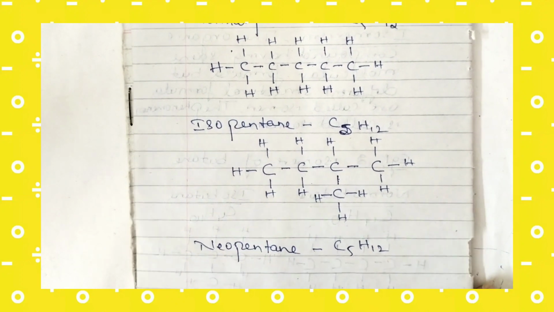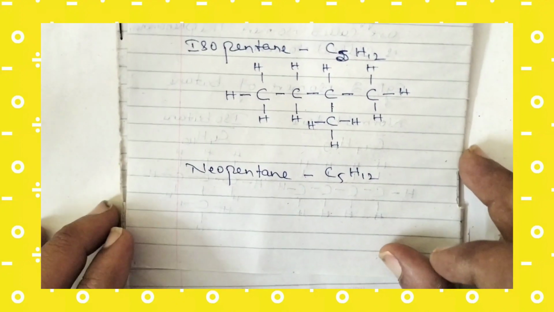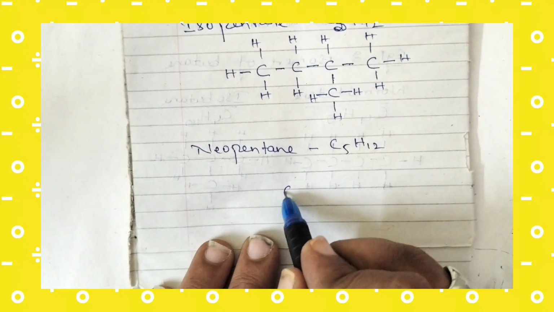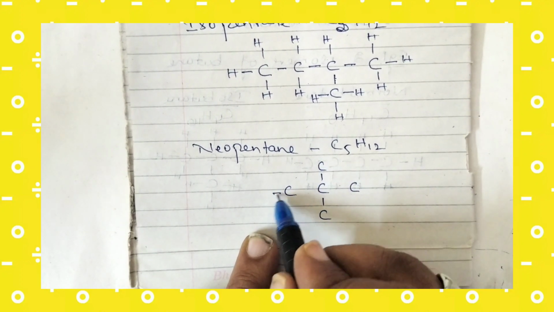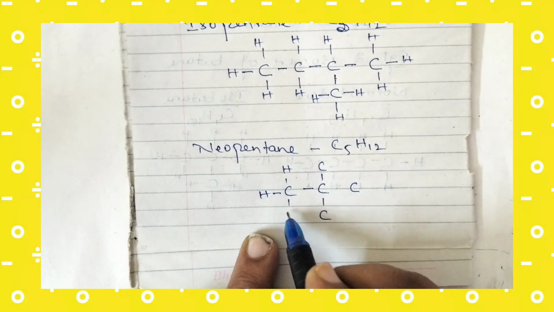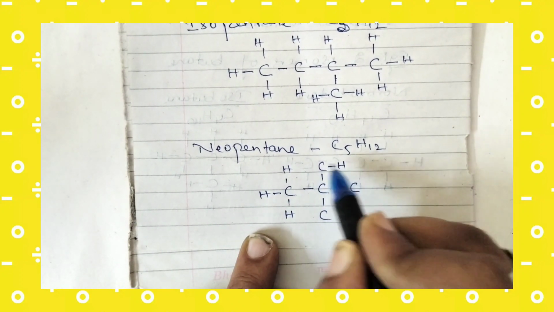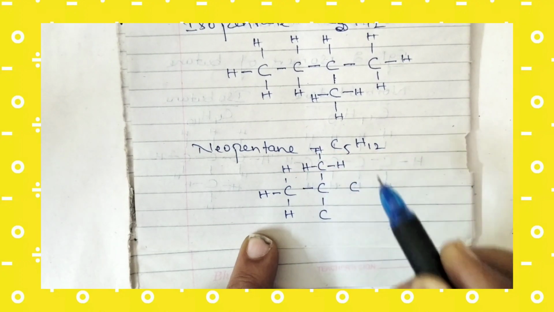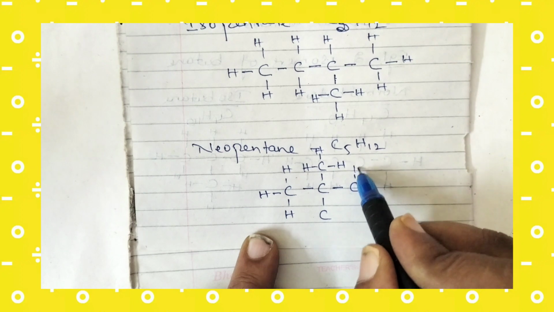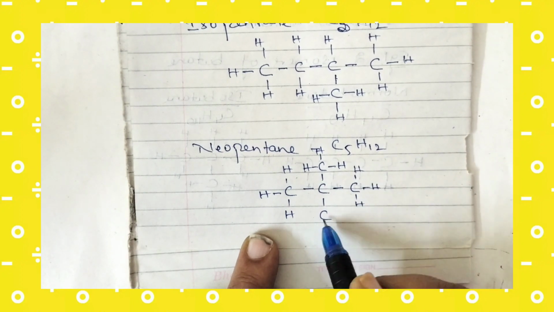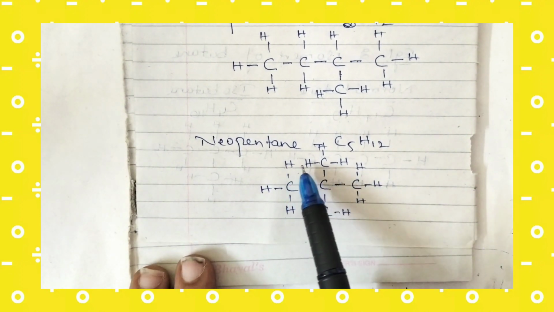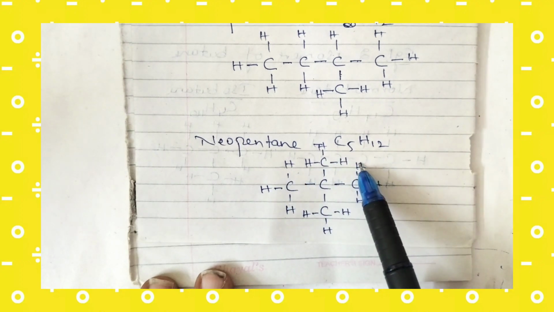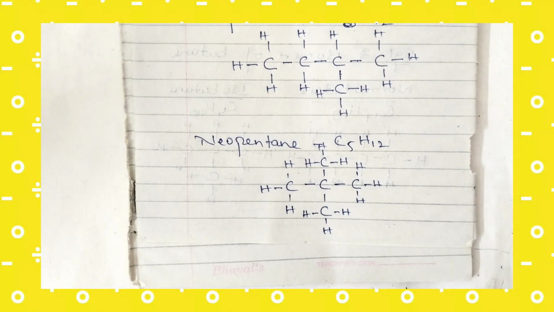Now let us move to neopentane. That is 1, 2, 3, 4, 5. So now let us write 1, 2, 3, 4, 5, 6, 7, then 8, 9, 10, 11. I told one extra. So 1, 2, 3, 4, 5, 6, 7, 8, 9, 10, 11, 12. So carbon 5, hydrogen 12.